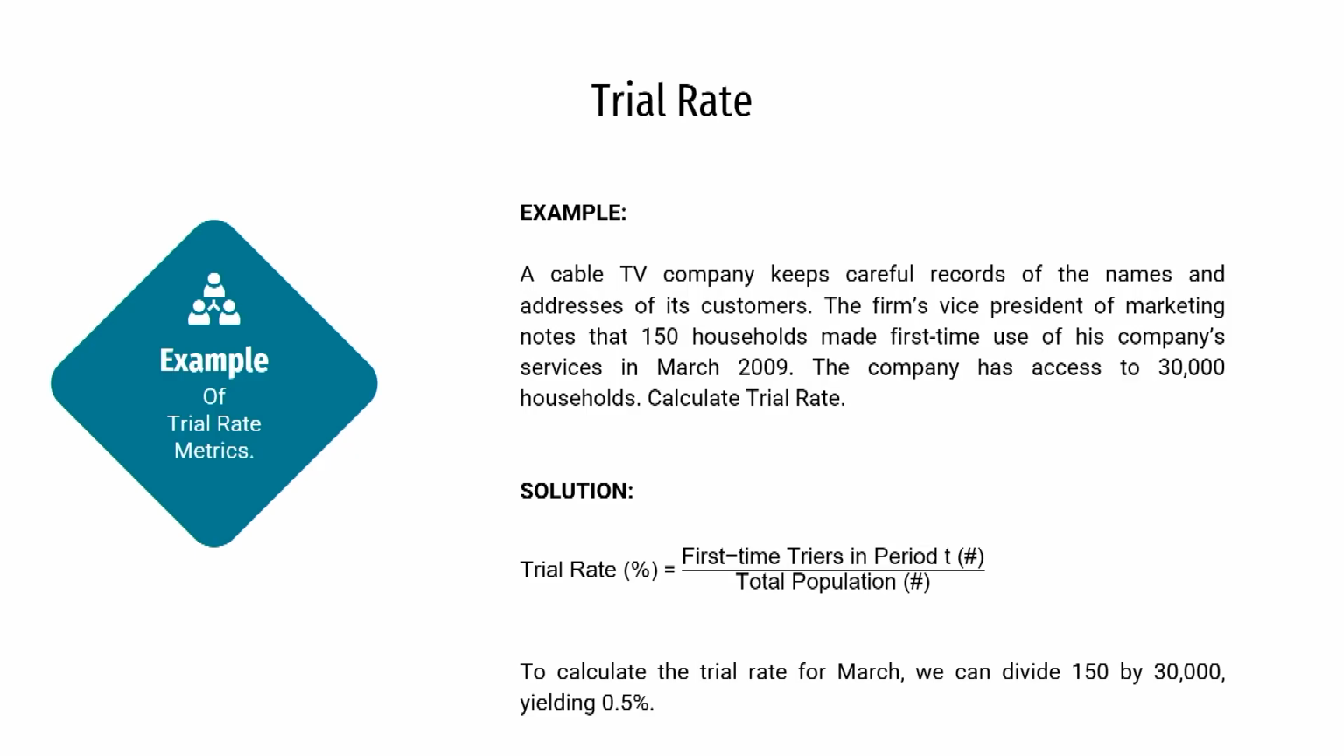What is the total market size? It is 30,000. So, 150 divided by 30,000 is equal to 0.005 or 0.5 percent. So, this is how we can calculate the trial rate. On the other hand, if trial rate is given and total population size is given, then we can easily calculate the first time triers in that particular period. This example is directly taken from this book. In fact, all the examples that we are going to discuss in this particular week are taken from the textbook that is given in your course outline.